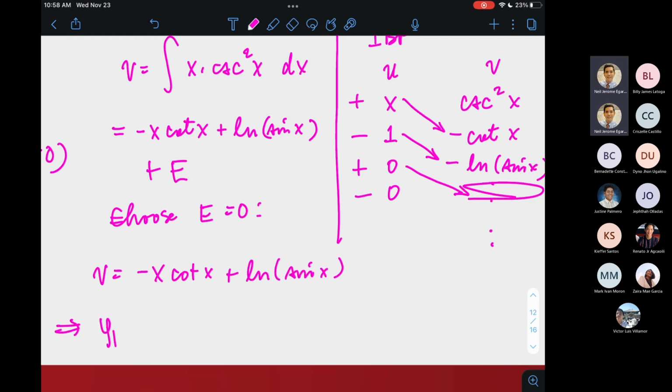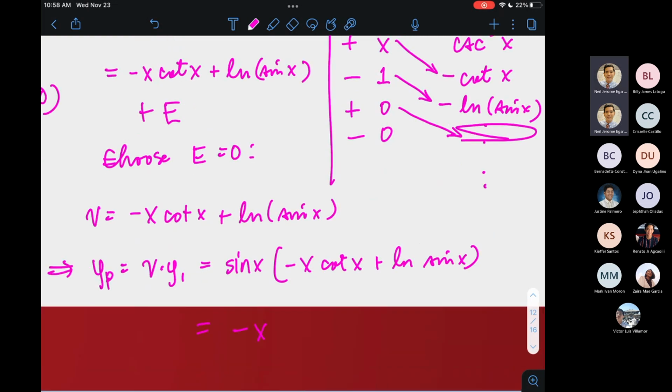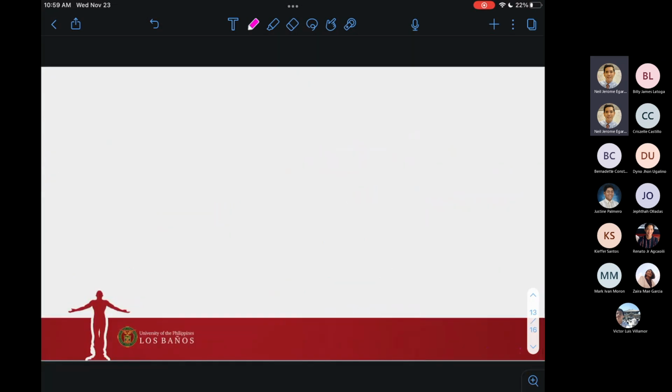So therefore, our y sub p, which is v times y sub 1, will be sine x times v. Okay. Tapos, pwede nyong i-simplify negative x cosine x plus sine x ln ng sine x. And that's our y sub p. Tapos, i-add ko to dun sa homogeneous solution we got from the first bullet to get our general solution to the homogeneous GLDE. Okay. Tingnan natin, eto na siya.